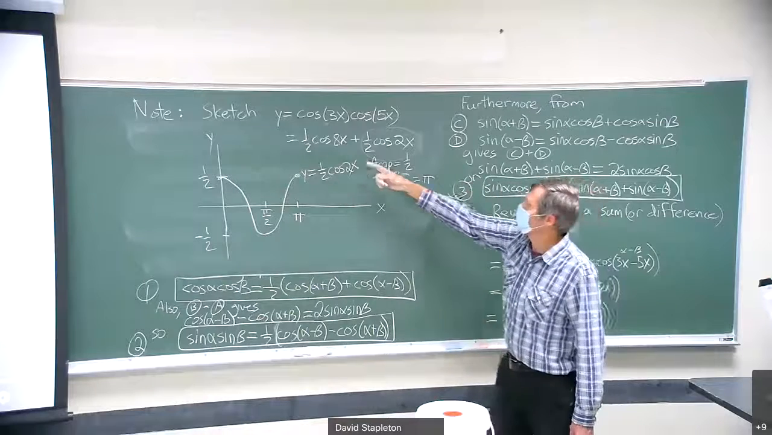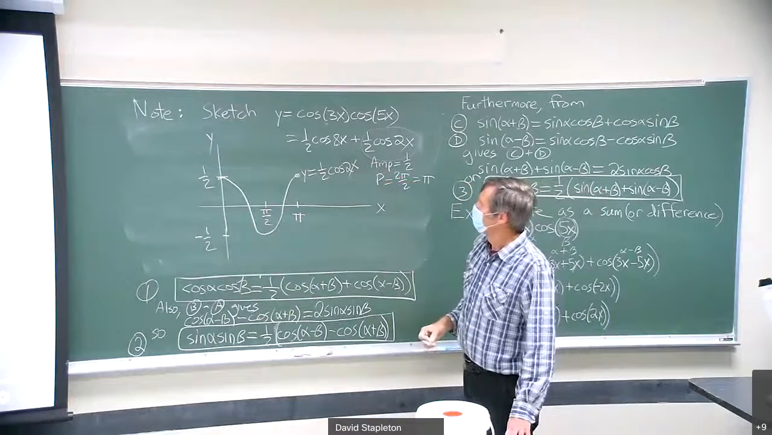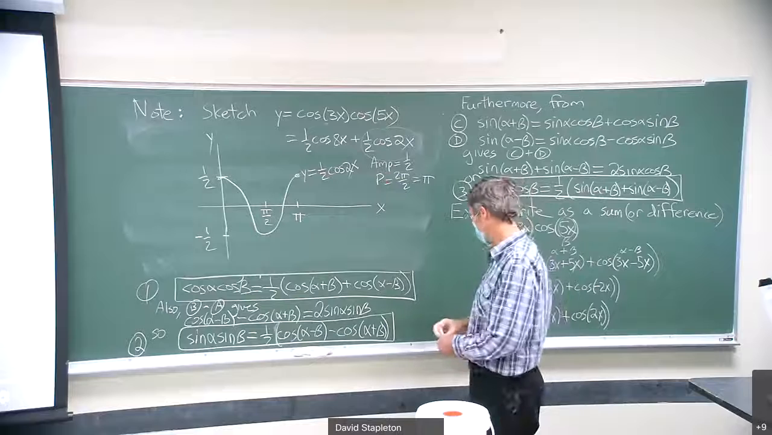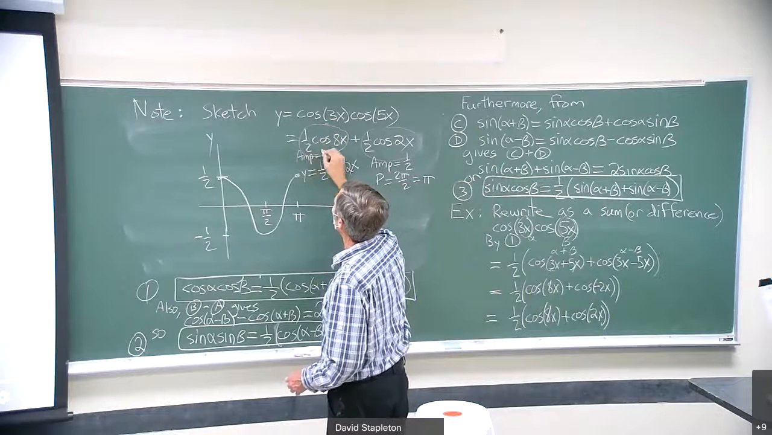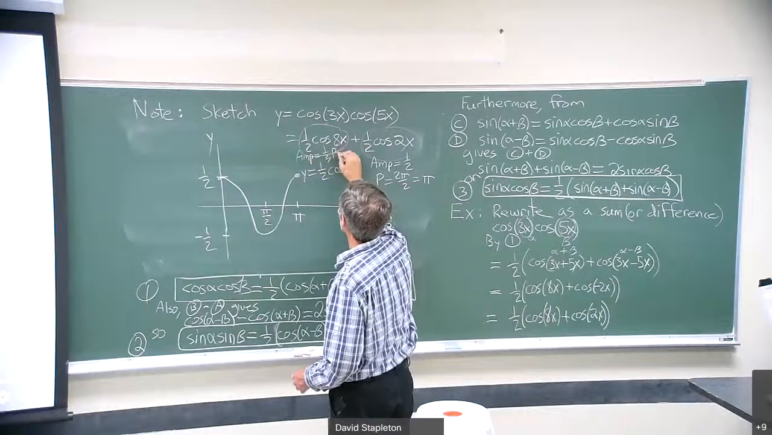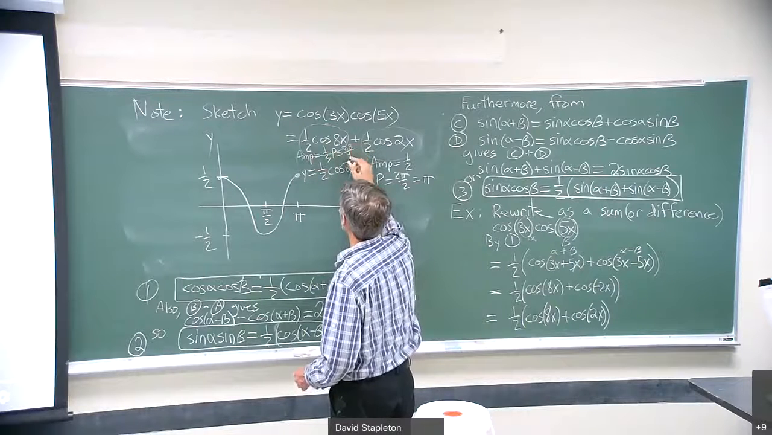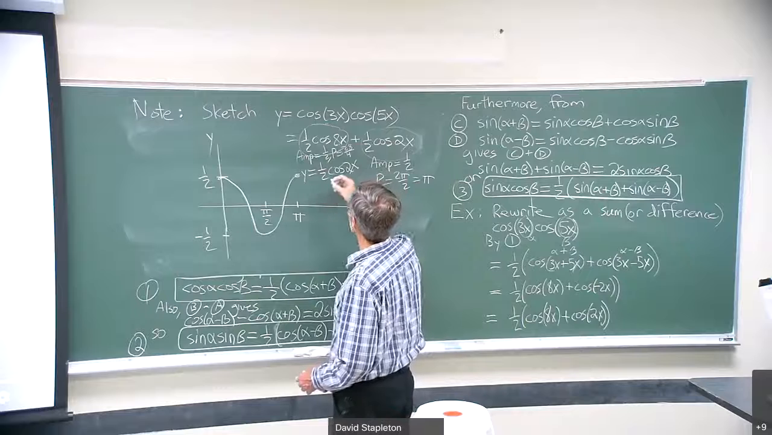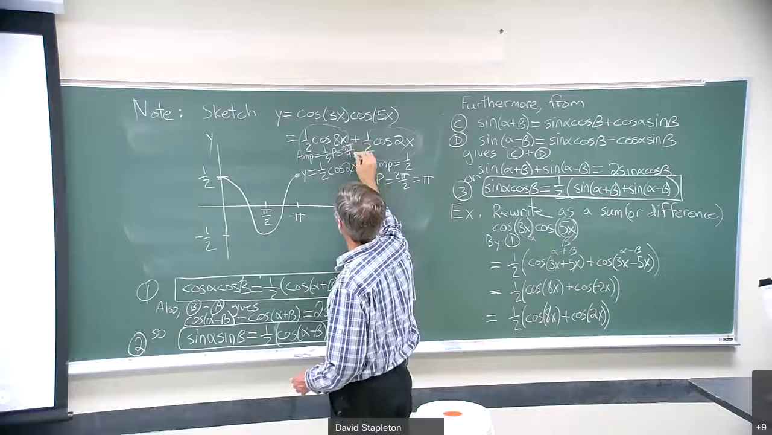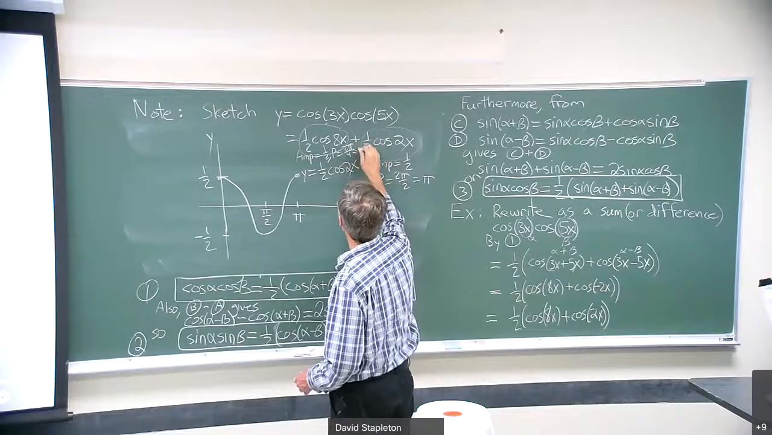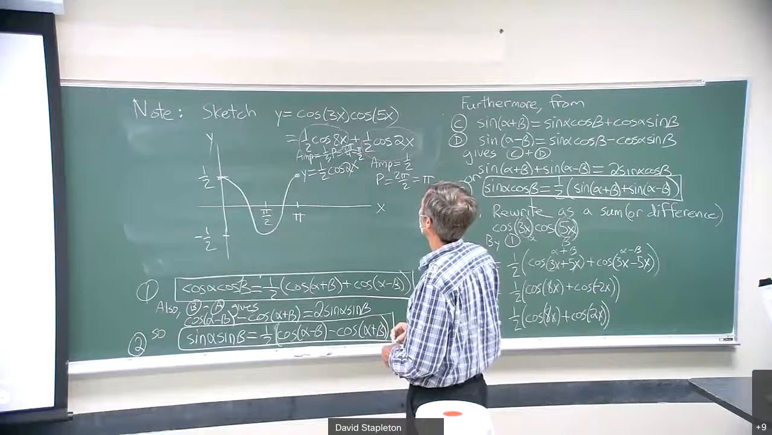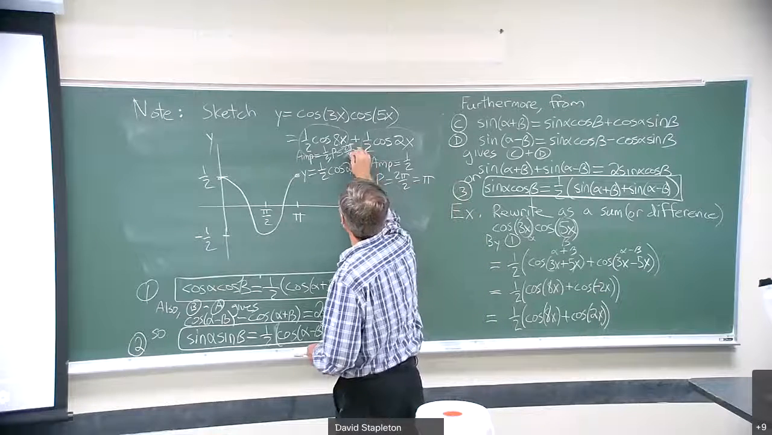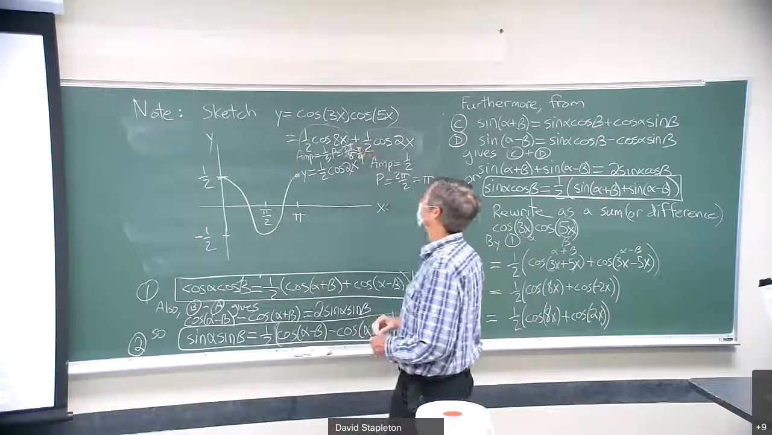Now I can also sketch the cosine 8x, right? How does that look? This is also amplitude 1/2, but its period is 2 pi over 8. Its period is 1/4 of this one. So 2 pi over 8 is pi over 4. There we go.